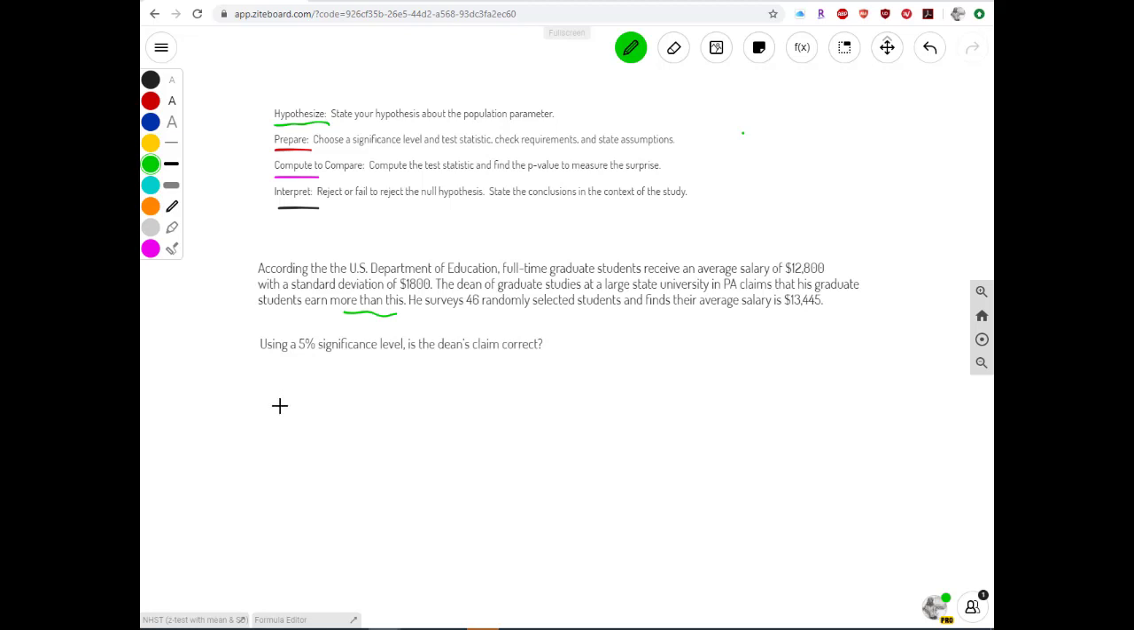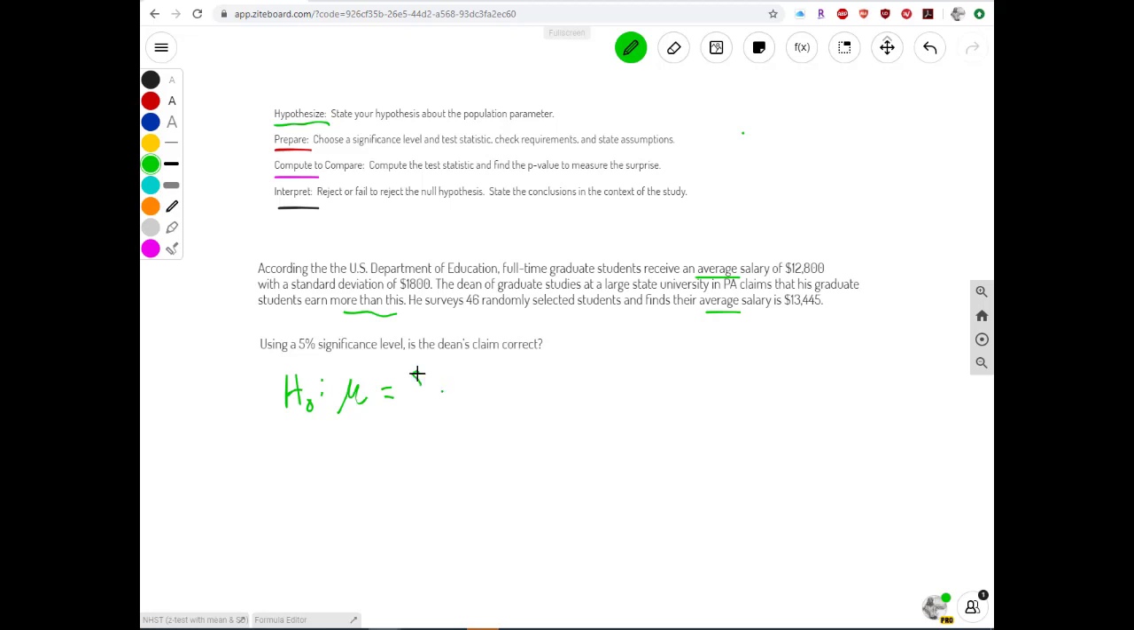So I kept the colors the same. I'm going to do the hypotheses in green. So my hypothesis here is going to be H naught. And this time we're working with averages, right? We're working with means. So here it says average. So we're working with not proportions, not percentages, but just averages. So this time, since we're working with averages, we've got to use the notation of mu, because mu is the notation for the population mean.